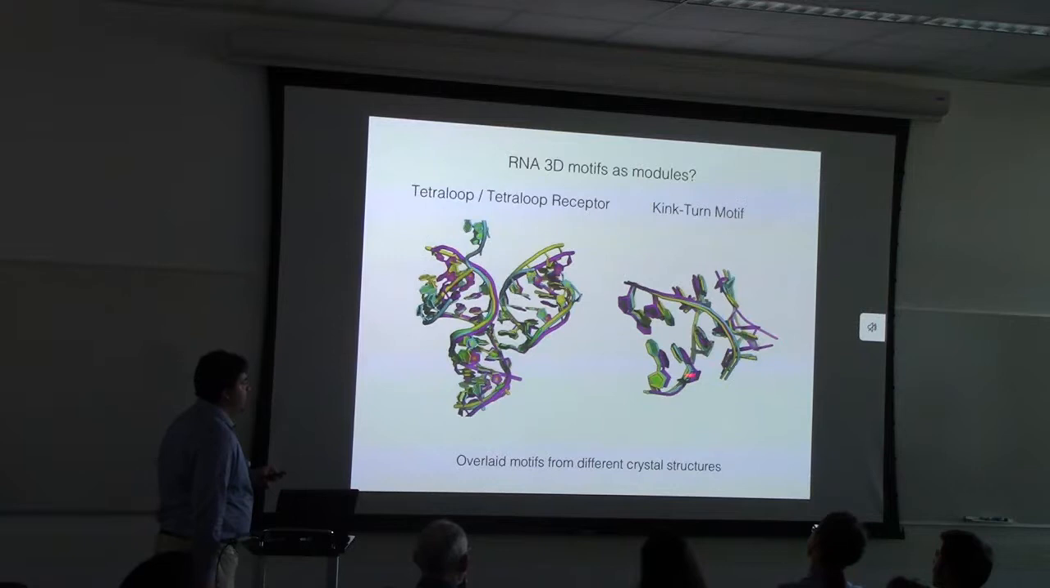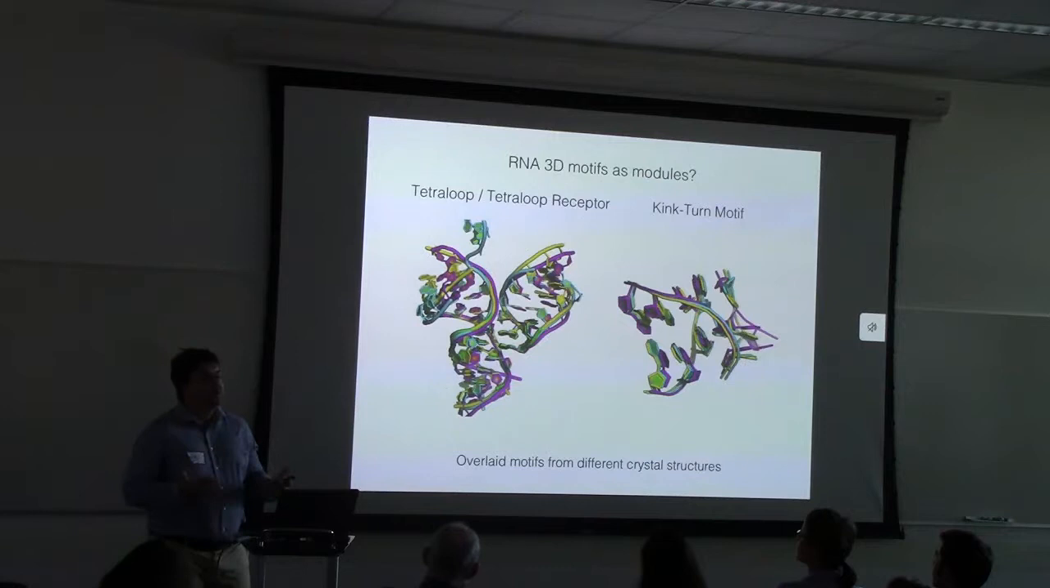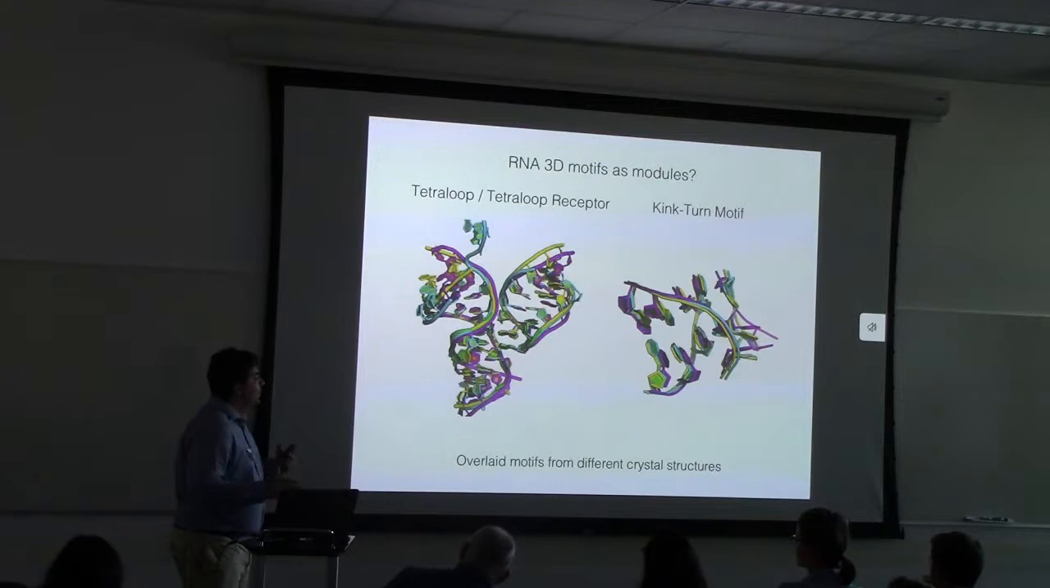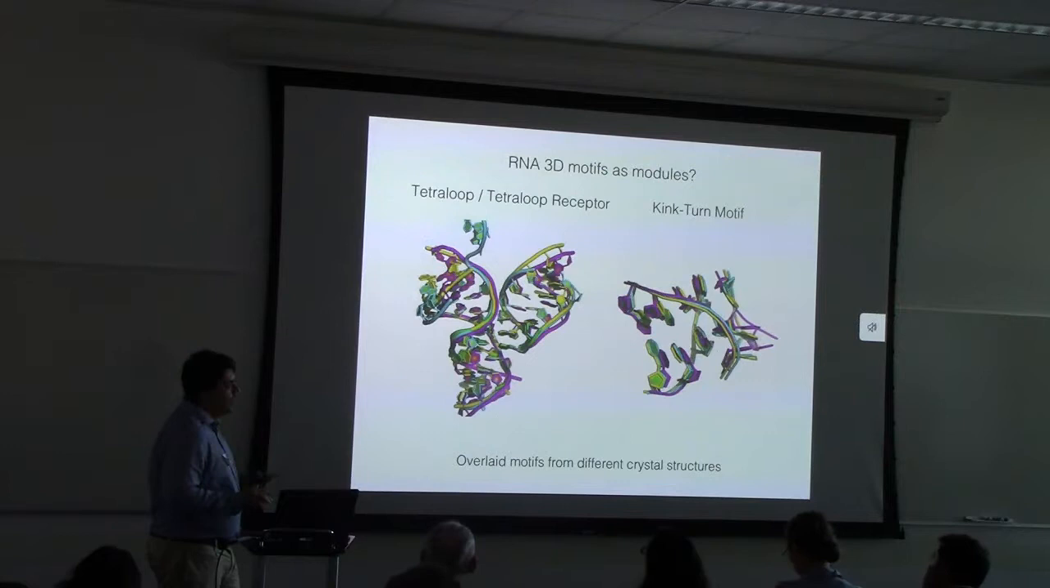So this has led the field to have this kind of modular view of motifs. They're almost like, well, I like to think of them as like little Lego blocks we can stack together to make larger structures. So understanding each individual motif will allow us to reconstitute our understanding of RNA 3D structure, but it will also allow us to rationally design new RNAs.